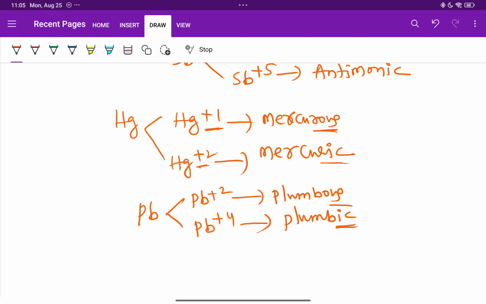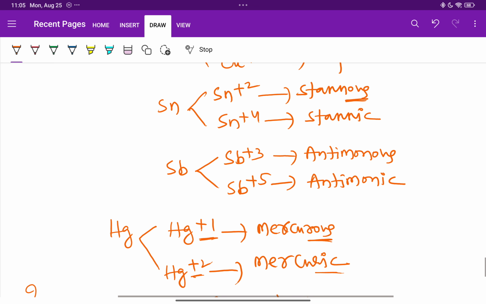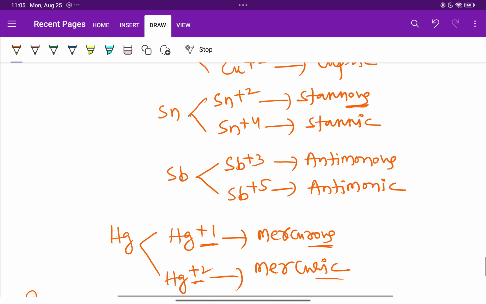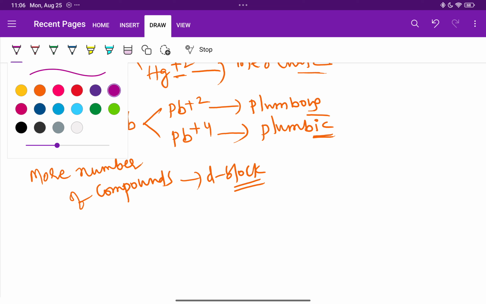And here you will get a question. Why do these elements have different combining capacity or different charges on them? The answer is just to form more number of compounds. To form more number of compounds, the D block elements have variable valencies. Now how the formulas will be formed, I am going to show you with examples.